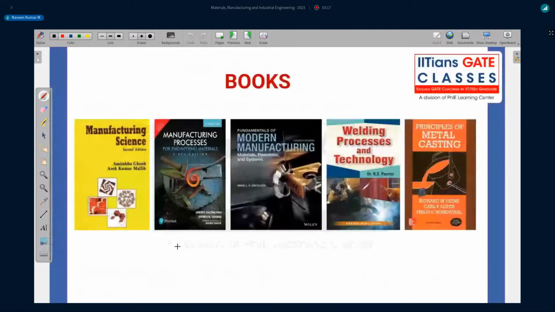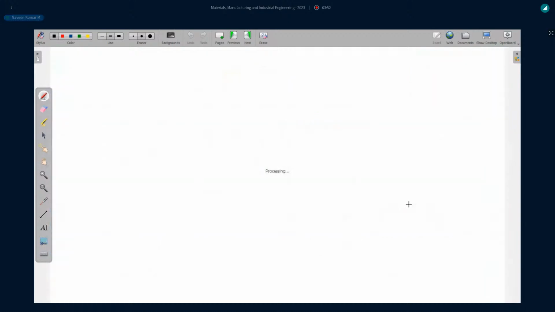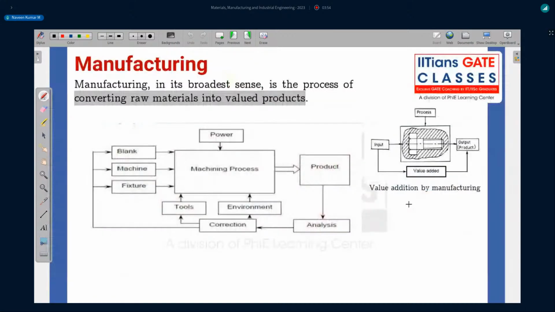These are the reference books. If you want, you can follow them. One good book is by Amitabh Ghosh and Ashok Kumar Malik, and the rest of the books, most of you know. If you do not know, no problem. You can download these books online and refer to them. I feel the notes and slides that I'm providing are good enough for you. Without any reference from these books, you can go ahead with the GATE questions. But still, if you want to refer, you can go through these books. And for industrial engineering, these are the books. Now let's go into the topic, that is manufacturing, right?